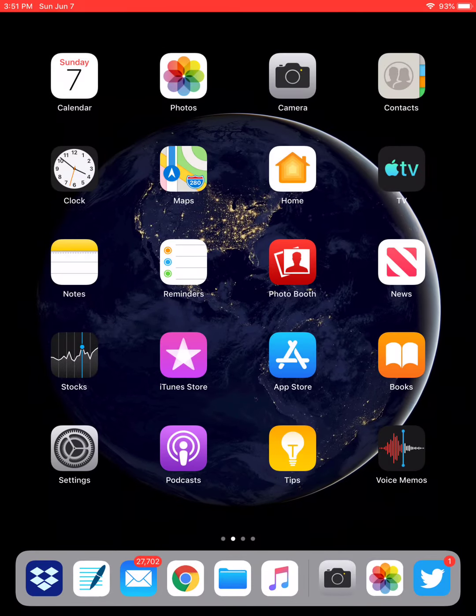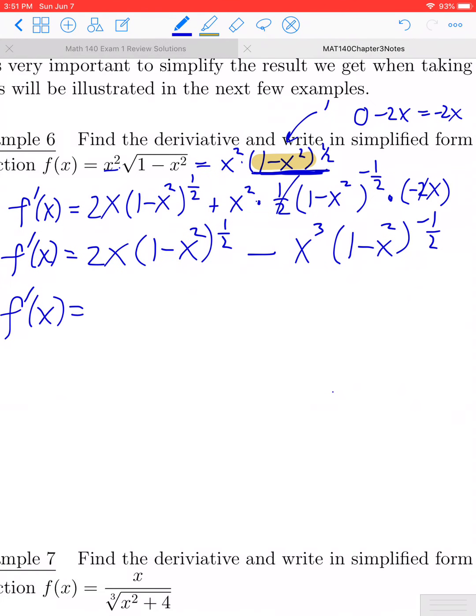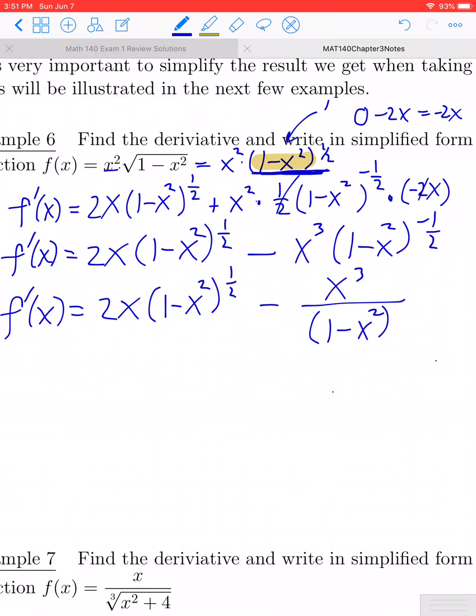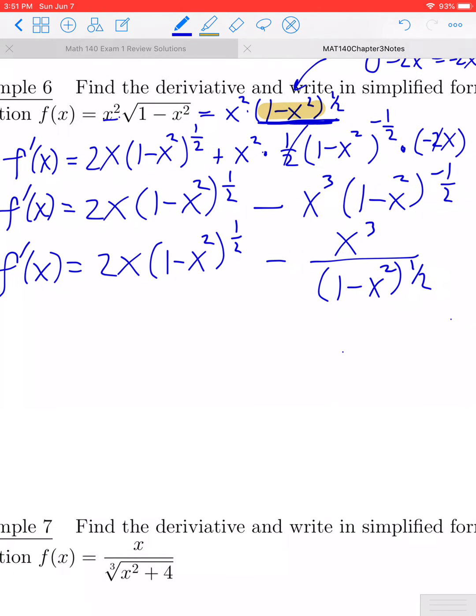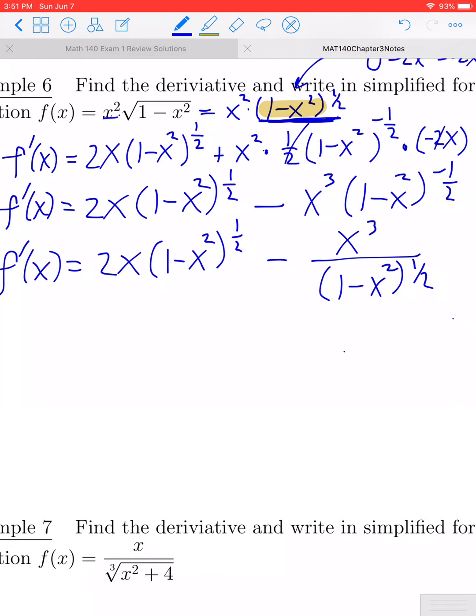We have f prime of x equals 2x times 1 minus x squared to the 1/2 power. And now I'm going to write this as minus x cubed divided by 1 minus x squared to the positive 1/2 power, because we want to write it with a positive exponent. And now we're not entirely done yet, because what we want to do is we want to combine these two into a single fraction. So I'm going to put this over top of 1, and we're going to need to get a common denominator here.